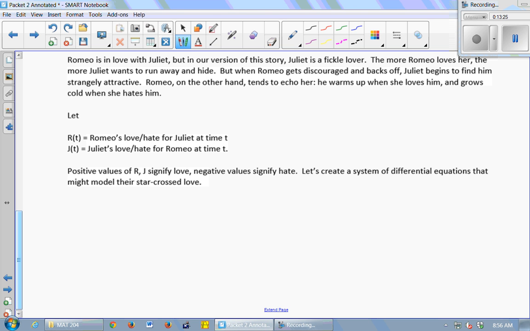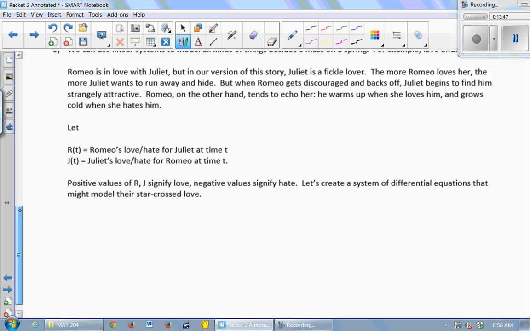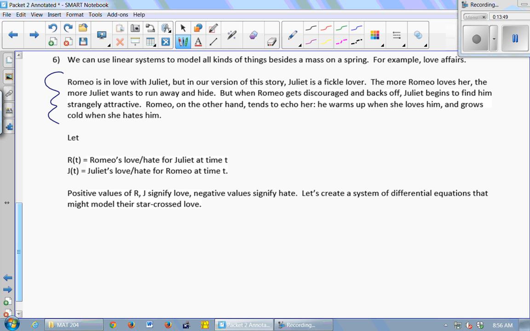All right, so positive values of R and J signify love. So R is going to be Romeo's love or hate for Juliet at time t. J of t is going to be Juliet's love or hate for Romeo at time t. When we have positive values of R and J, those are going to signify love, and negative values are going to signify hate. So I want to write a system of differential equations that might model this situation, right? I want to express how Romeo's love for Juliet changes and how Juliet's love for Romeo changes based on how they and the other person feel.